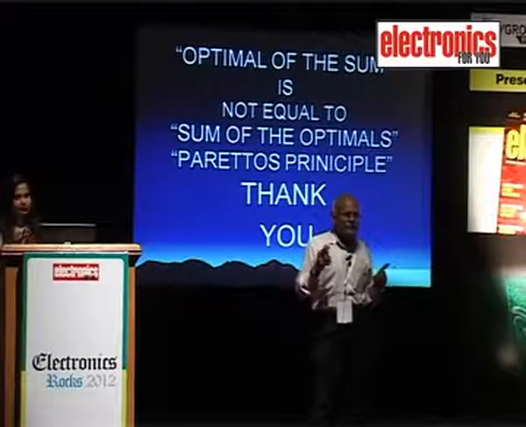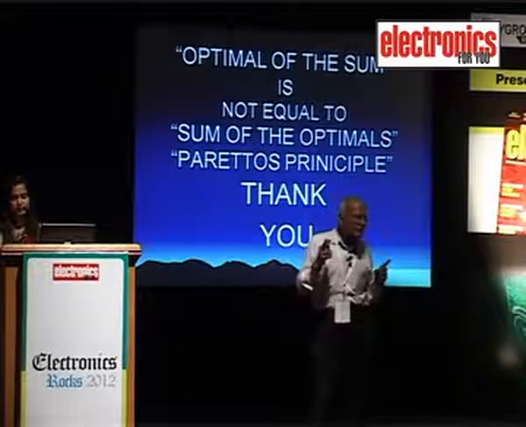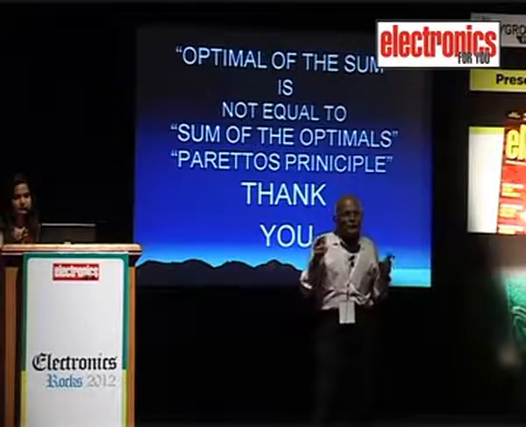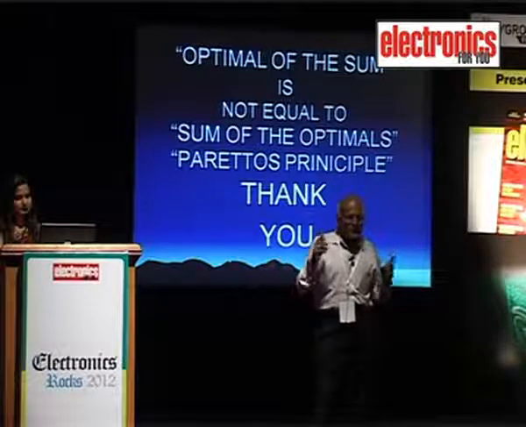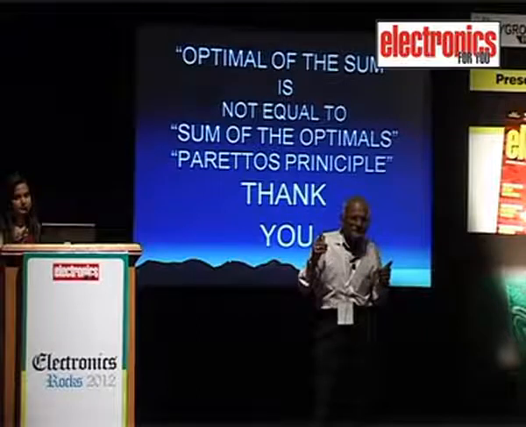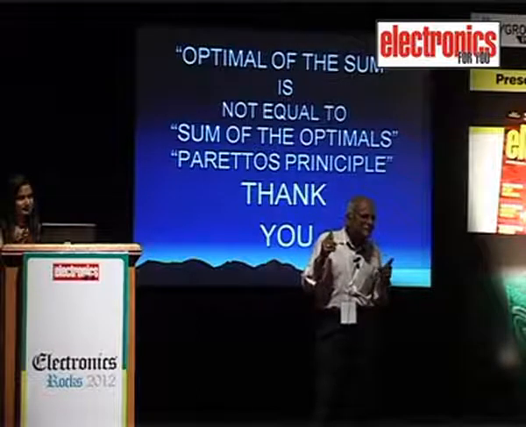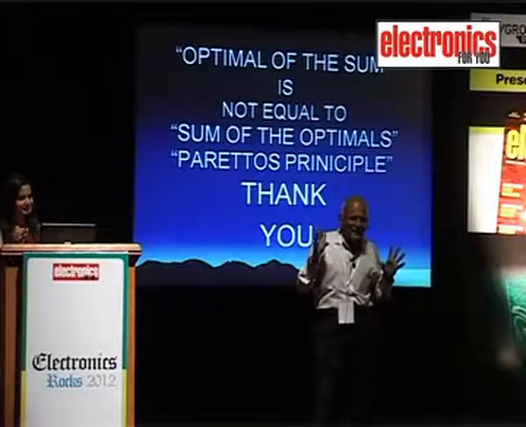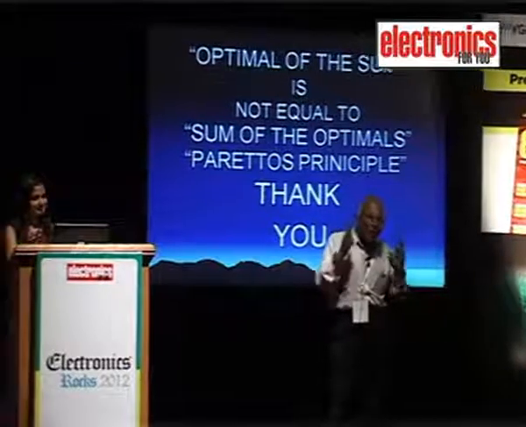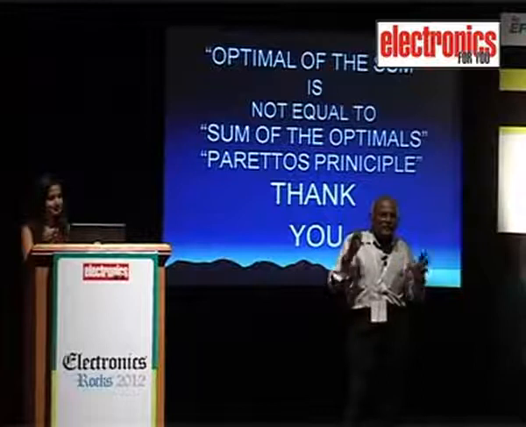If that was true, God wouldn't have given you 2 kidneys, God wouldn't have given you 2 lungs, God would have done with 1 lung, 1 kidney, because He's got only 1 heart which He gave you. And He gave you only 1 liver. He could have given you 2 hearts, He could have given you 2 livers, like the 2 lungs and 2 kidneys. So optimal of the sum is not the sum of the optimums.